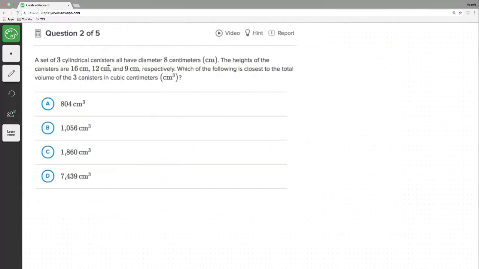A set of 3 cylindrical canisters all have a diameter of 8 centimeters. The heights of the canisters, so we got 3, 2. All right, big into drawing these geometric problems always. See this? Here's my cylinders, kind of like cans of Coke, right? Okay.